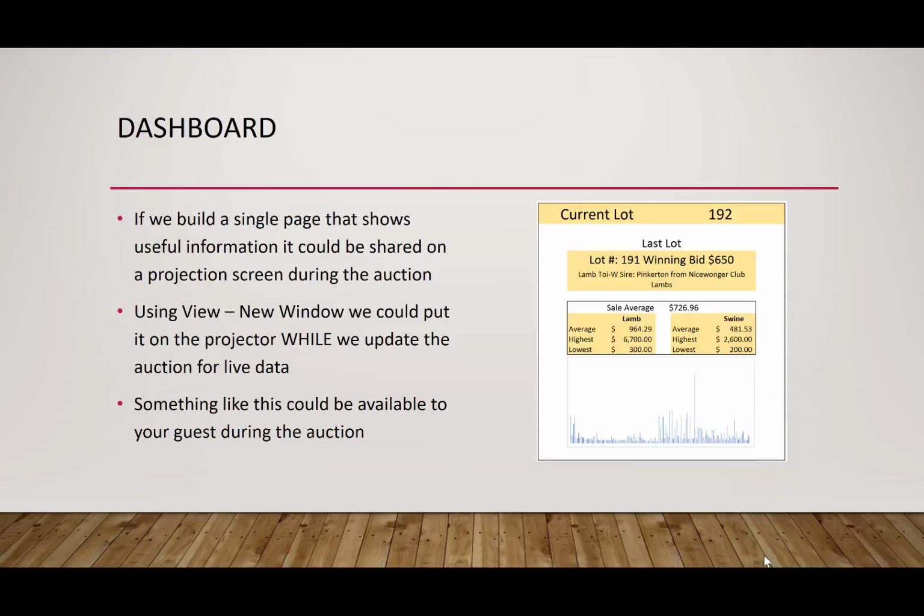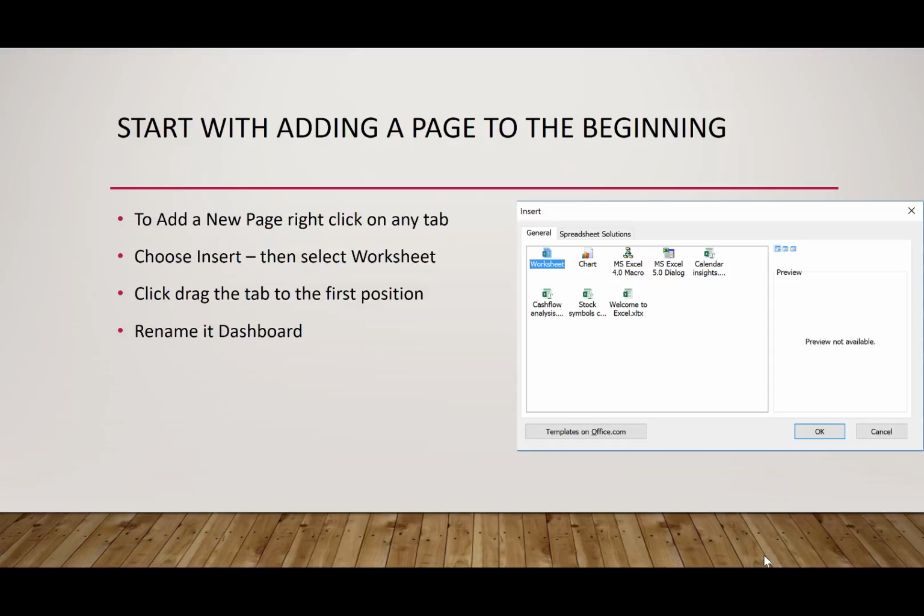So to do this, we're going to have to add another page. To add a new page, right click on any of those tabs on the bottom. Then choose Insert, select Worksheet, it's the first item, and then hit OK. Really, when you just say Insert, you could hit OK, and it would do the same thing because it's the first item. Then drag that tab so it's all the way in the beginning. Right click on it and rename it Dashboard.